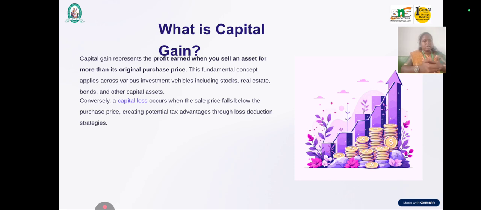Conversely, a capital loss occurs when the sales price falls below the purchase price, creating potential tax advantages through loss reduction strategies. So we have capital gain and capital losses. While coming to gain, it is the profit earned when you sell an asset for more than its original price. While coming to capital loss, it is when the sale price falls below the purchase price, creating potential tax advantages through loss reduction strategies. The gain and loss occur at different stages, but while coming to gain, we can include stock, real estate, bond, capital assets.